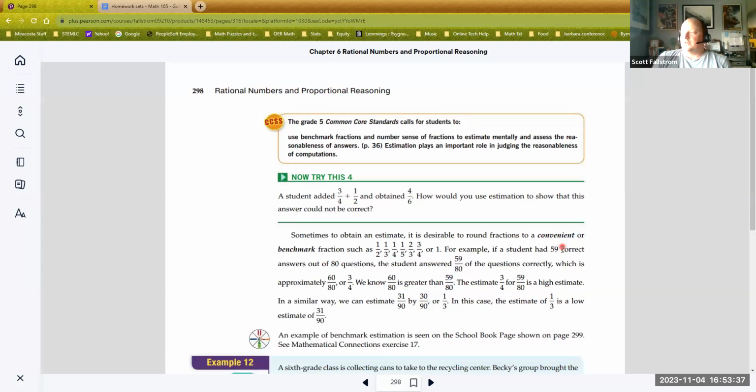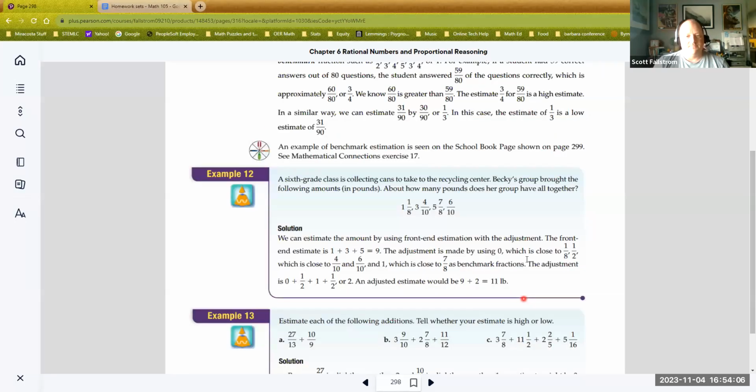So in the grade 5 standards, they do talk about using benchmark fractions and the idea of number sense. Benchmark fractions are kind of convenient fractions. Probably the most common are 0, 1/2, and 1. Those are benchmark fractions, but you could also have quarters. So 1/4, 2/4, which would be 1/2, and 3/4. So those are covered, and then thirds. Those are pretty much the convenient ones.